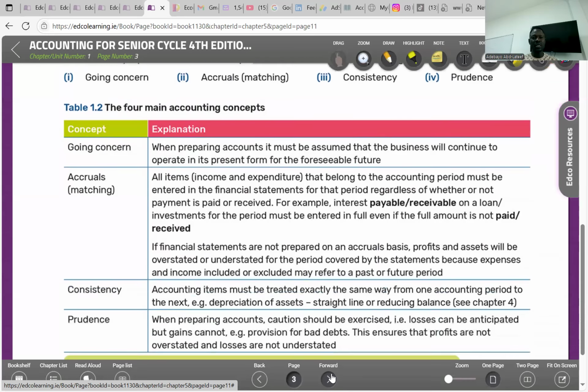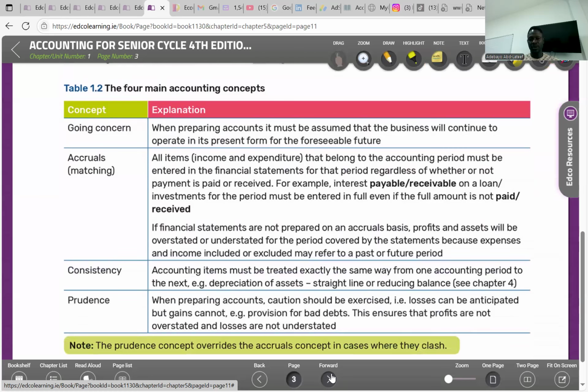So we're going to start with going concern. For the going concern concept, when preparing an account, it must be assumed that the business will continue to operate in its present form for the foreseeable future.